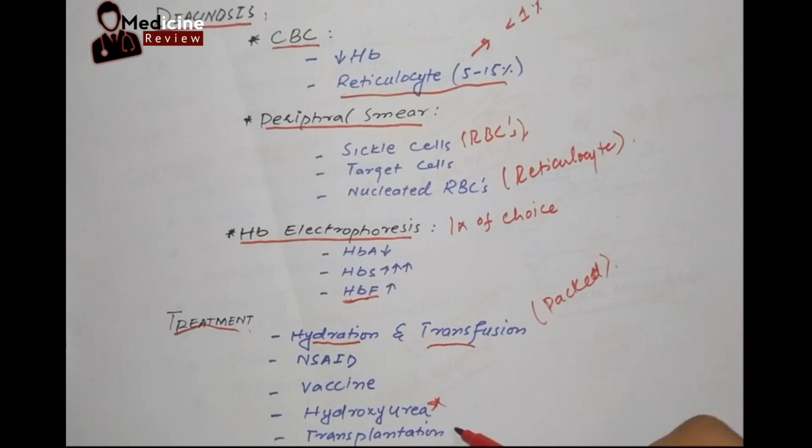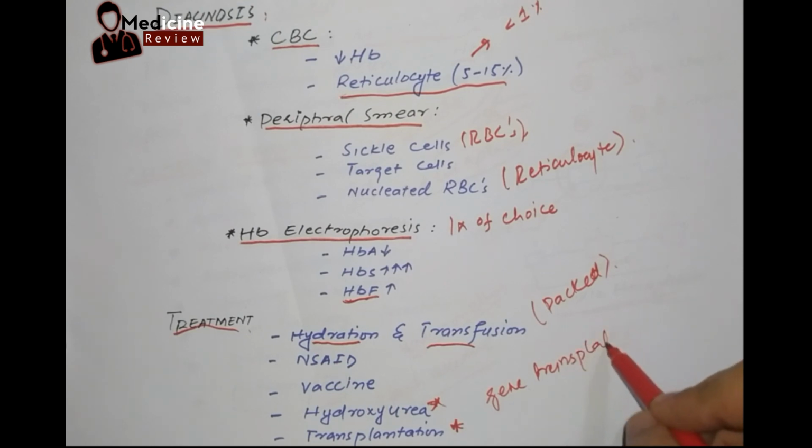And this is a definitive treatment. The treatment of choice is bone marrow transplantation, or we can say we can go for gene transplantation as well. Many researches, or we can say trials, are going on with gene transplantation. So this is the treatment of choice. That's it. Thank you so much.